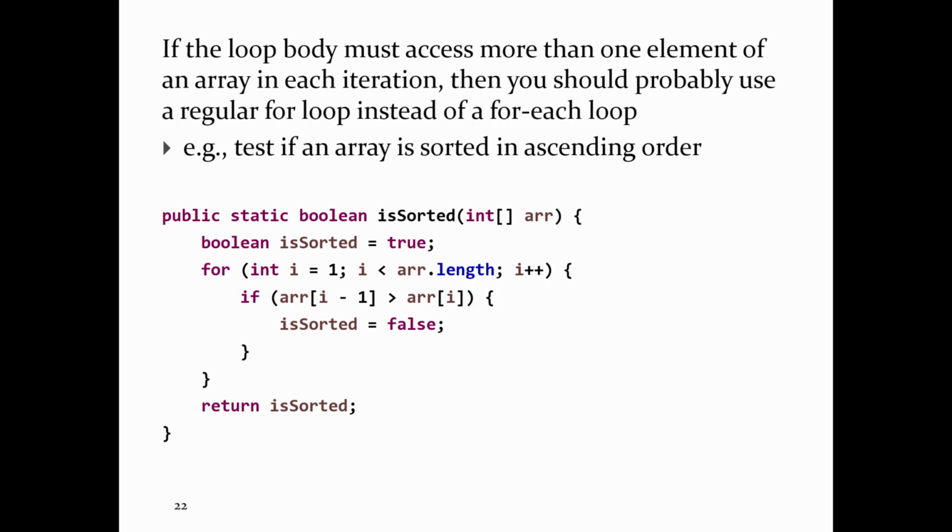So is the previous element bigger than the next element? If the answer is true, then the array is not sorted in ascending order. So I can set isSorted to false.